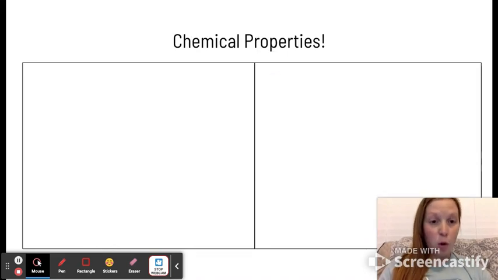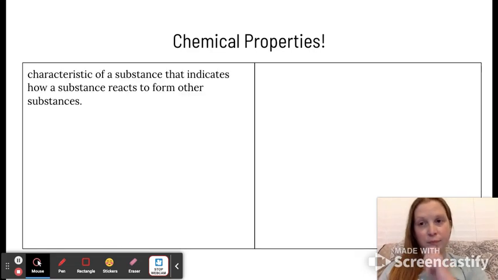Now let's go into chemical properties and changes. A chemical property is a characteristic of a substance that indicates how a substance reacts to form other substances. So here we are changing the composition. What you end with is not what you started with.